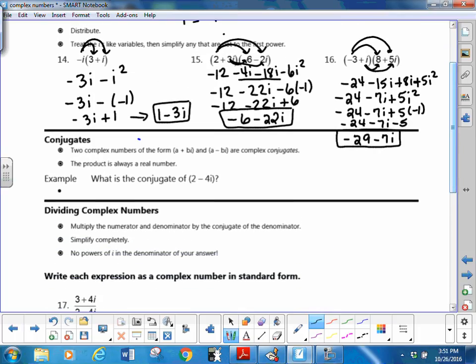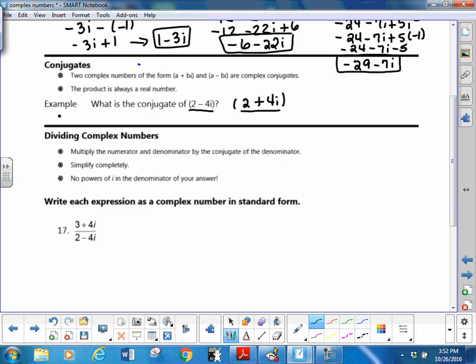And the next thing that we have to talk about as far as complex numbers is the conjugate. So what is the conjugate of 2 minus 4I? 2 plus 4I. You'll notice nothing changed but the sign. It went from a minus to a plus. So the conjugate of this is this. And we'll see in a minute why that's going to turn out to be so convenient.